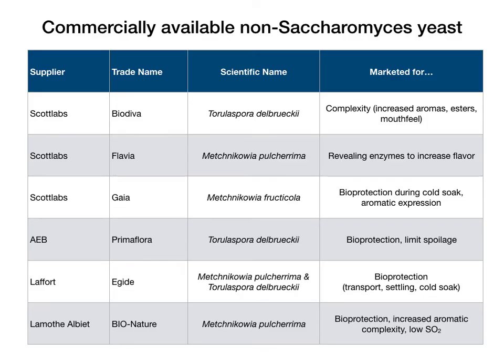So before we move on and talk about the experiments that we have on tap for this particular topic, I did want to go back real quick and say, if we look at our list of commercially available non-Saccharomyces yeast, some of these are specifically for bioprotection, but some of these also have, in addition to bioprotection, other functions, or they're just listed for other functions that include increasing complexity, increasing aromas and esters and mouthfeel, and giving us some aromatic complexity. So the question is, how are they doing that?